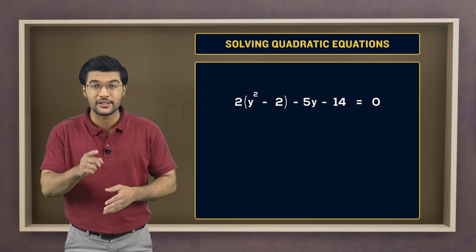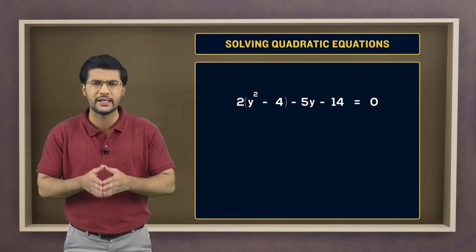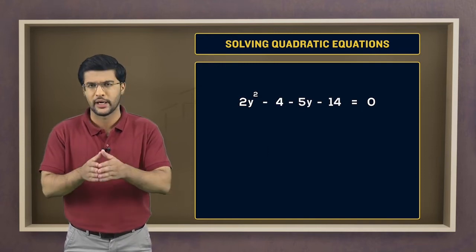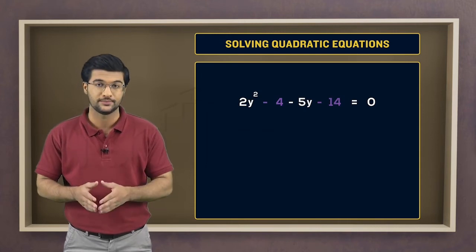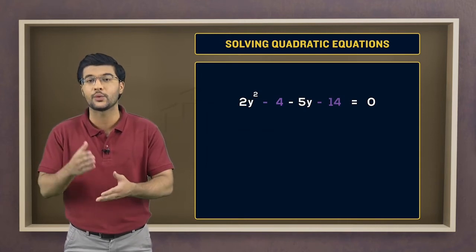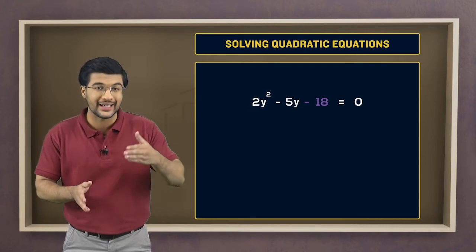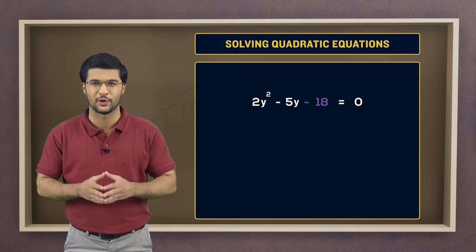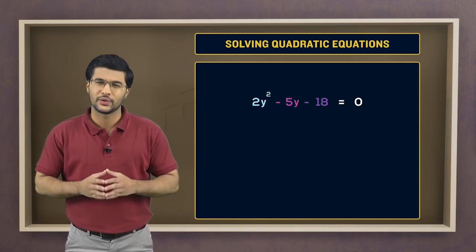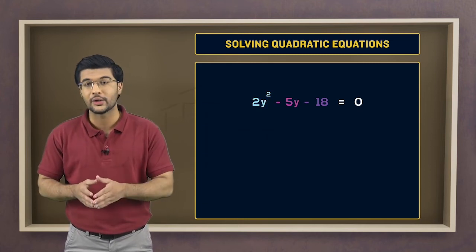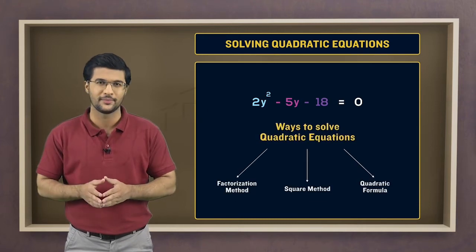If you multiply these two inside the bracket and simplify the like terms, minus 4 and minus 14, a familiar quadratic equation appears. This is it. We have transformed the given equation to a quadratic form. You know the rest. Solve this quadratic equation by any method you want.